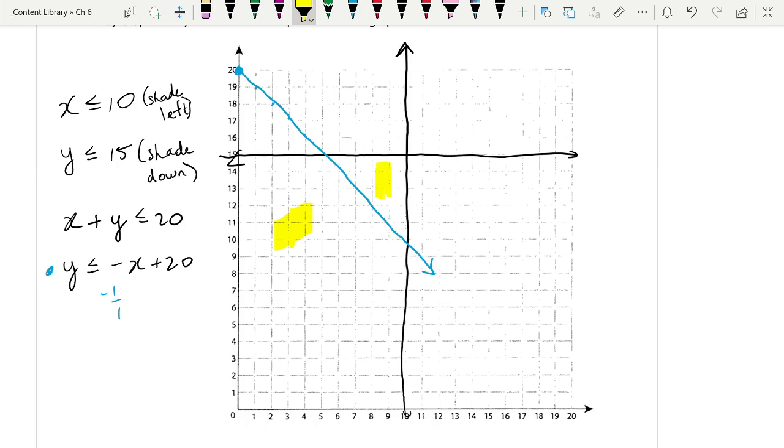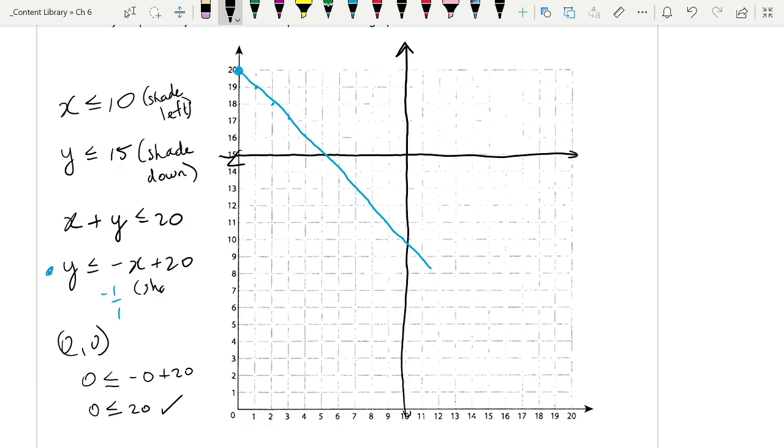There we go. So which area do I want? I better do a test. Let's test. Does 0, 0 make this a true statement? 0 is less than or equal to negative 0 plus 20. The negative 1 times 0 still is 0. So is 0 less than or equal to 20? Yes, it is. So we have to shade to include 0, 0.